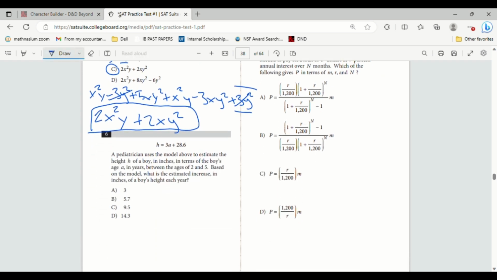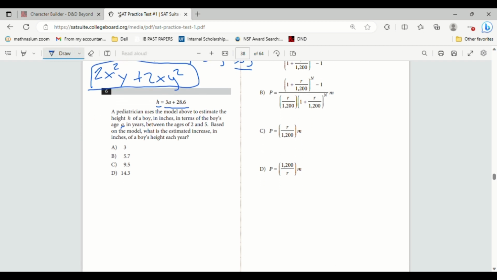Number 6, a pediatrician uses the model above to estimate the height h of a boy in inches in terms of the boy's age a in years, between the ages of 2 and 5. Based on the model, what is the estimated increase in inches of a boy's height each year? So we're trying to determine the increase in height h, which is the boy's height each year. And how we can do that is by increasing the age, because h equals 3a plus 28.6 is the given equation for this problem.